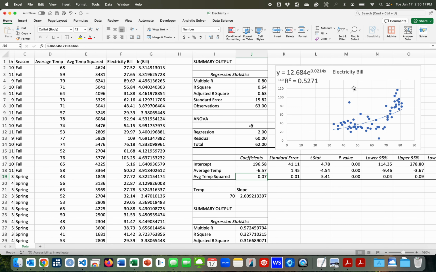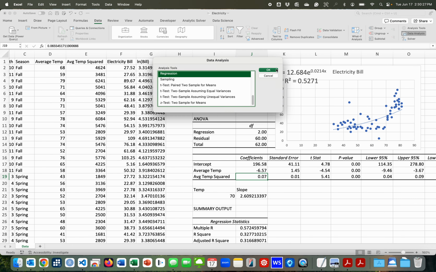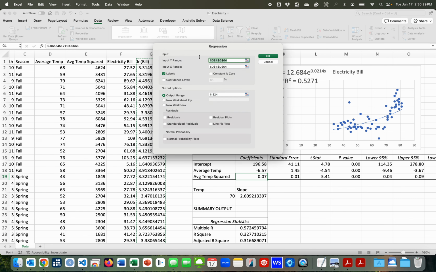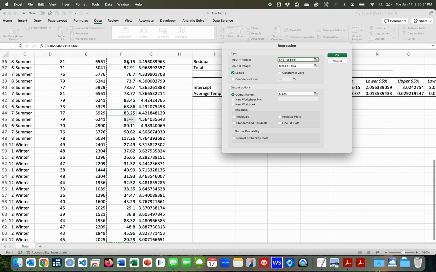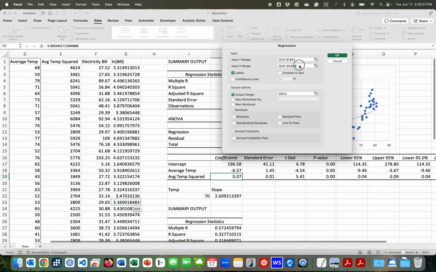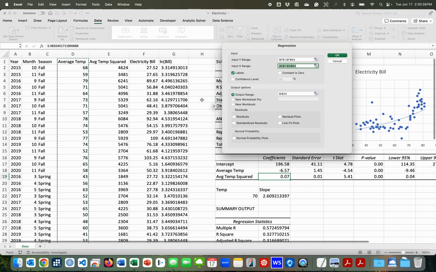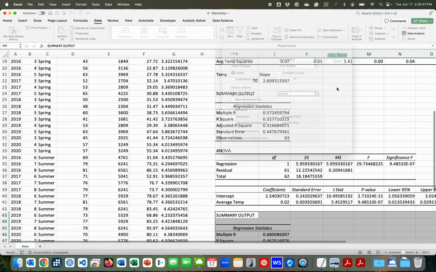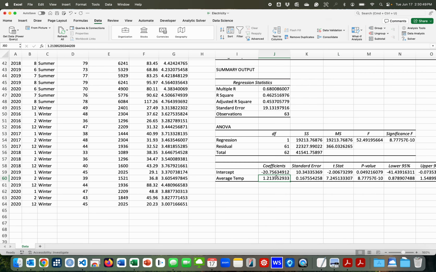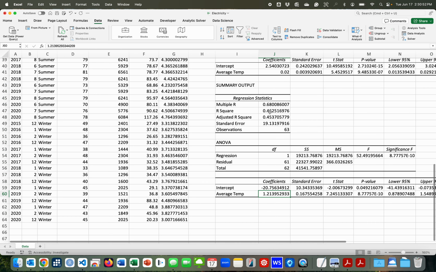And just for fun, let me just go ahead and add the linear model to this so we can make a comparison. So let me go back here to data analysis. So I'm going to use just the electricity bill as the dependent variable. My independent variable is going to be the same, average temperature. Let's put this where we're not going to overwrite anything. And this says again, we get an r-square of 0.46.